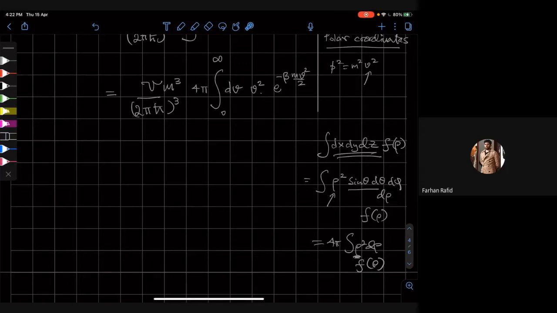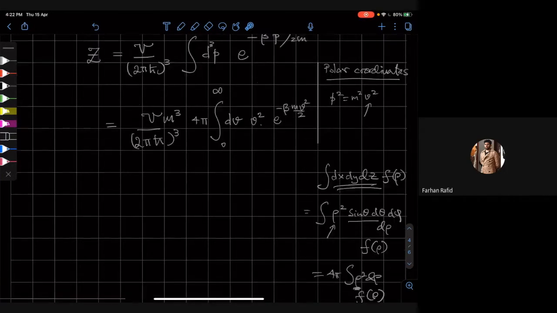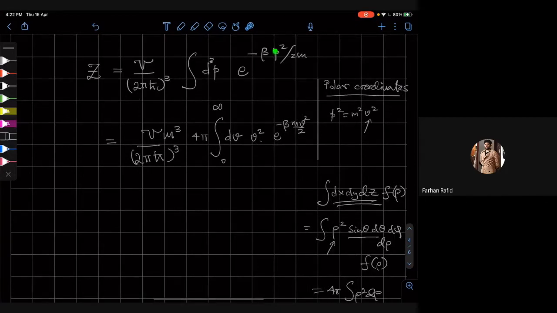Also, this is the momentum space. Yeah, because what I've done is I've taken p and expressed p squared in terms of speed squared, right? And the speed squared then goes from 0 to infinity, right? Because the magnitude of the momentum also went from 0 to infinity, right?